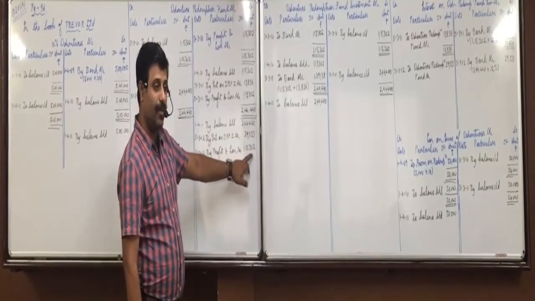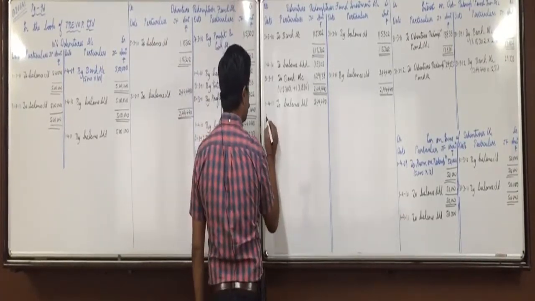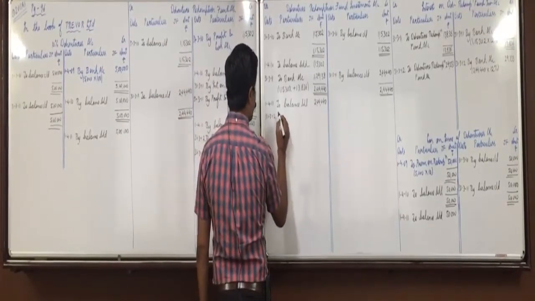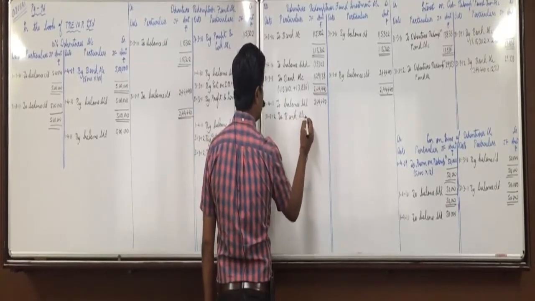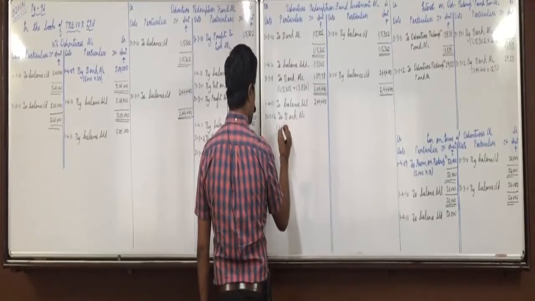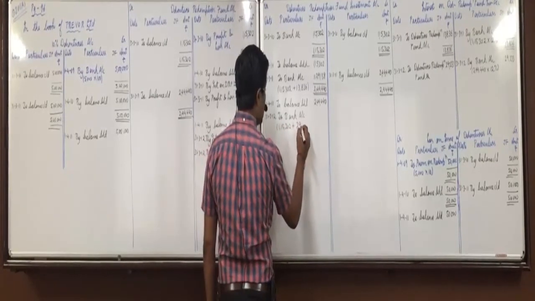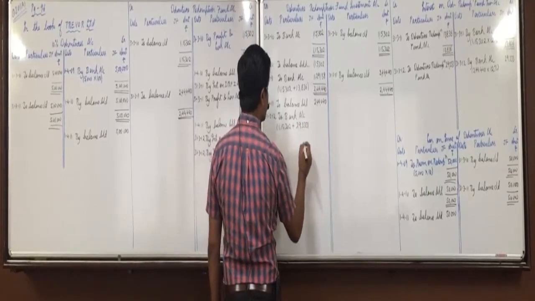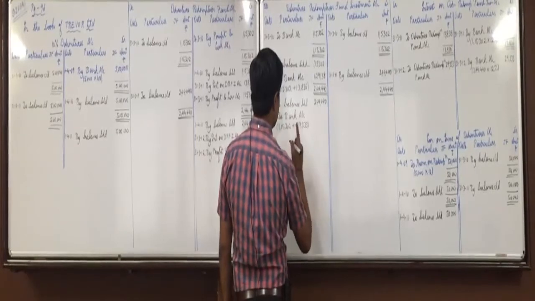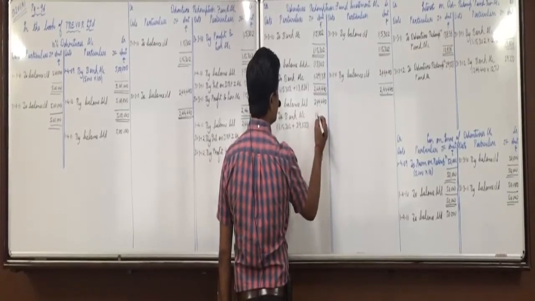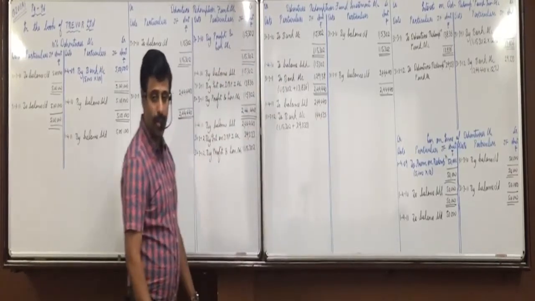29,333 plus 115,302, you'll add and invest. So investment account debit side to bank account, 115,302 plus 29,333, that is 144,635. Now again, balance in third year is also 4.